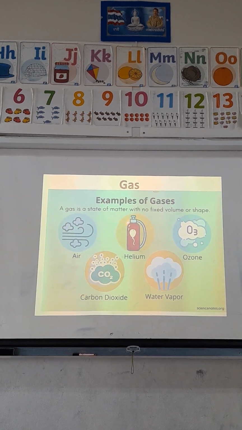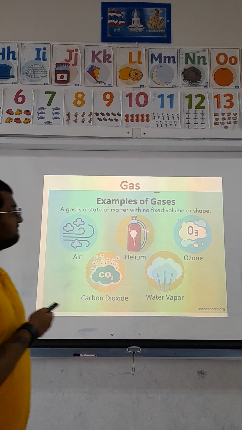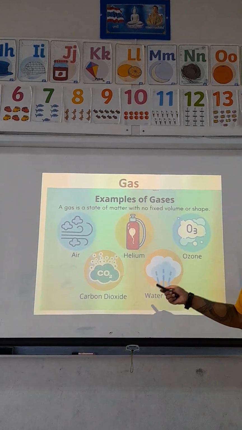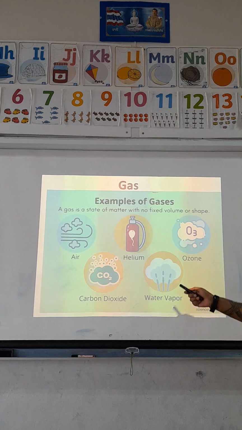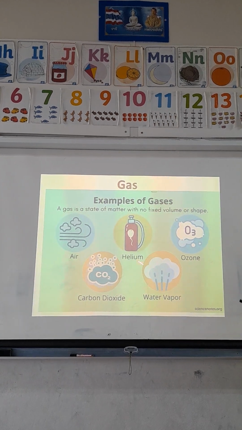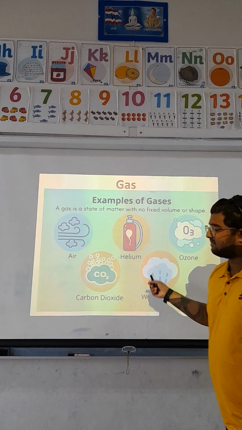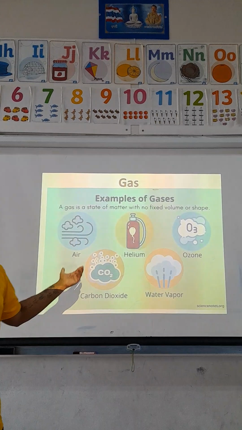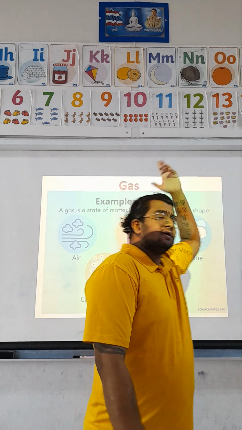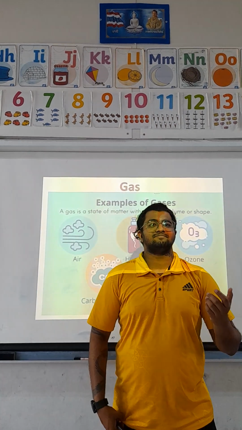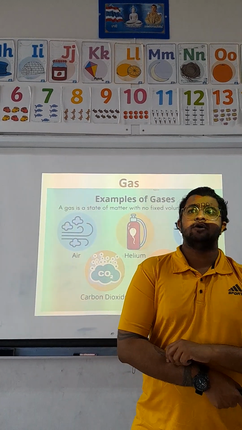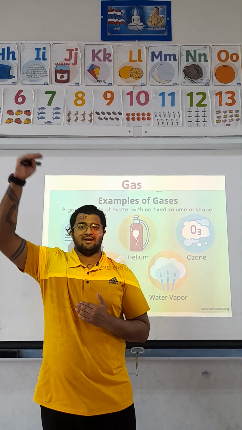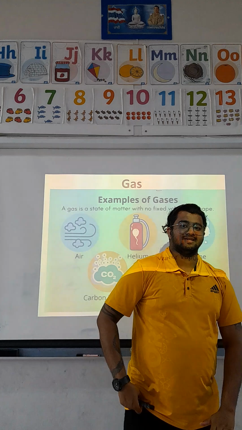A gas is a state of matter with no fixed volume or fixed shape. So, here we have air, helium, ozone, carbon dioxide, and water vapor, which are all examples of gases. They can move freely around. They rise. There's a rule when it comes to gas, boys and girls: warm air rises, cold air sinks.